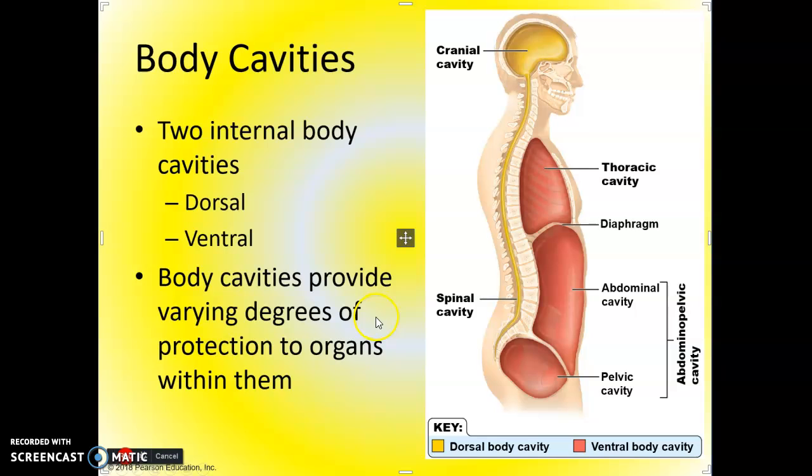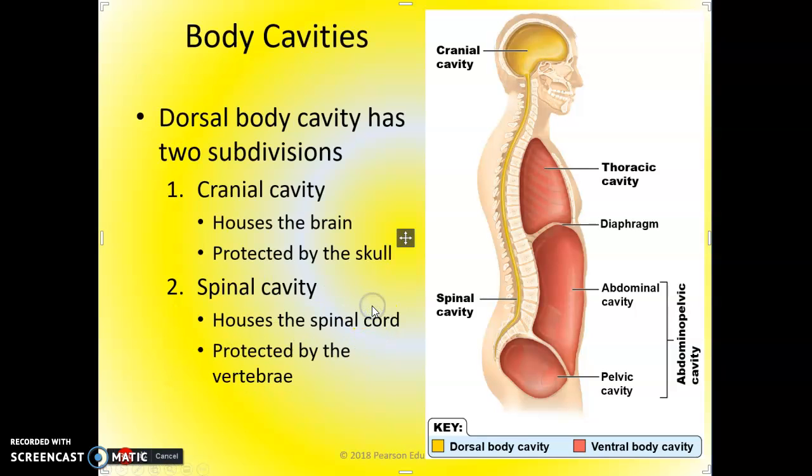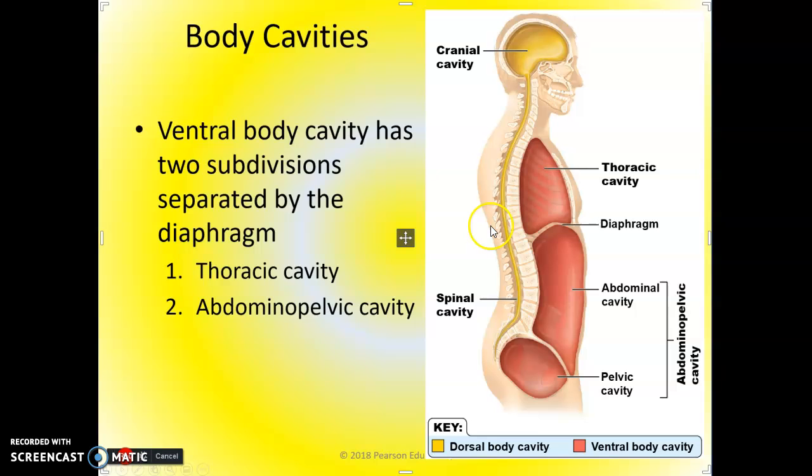Different body cavities provide protection to different degrees. The dorsal body cavity, again, includes the cranial cavity. This is the brain, protected by the skull. The spinal cavity houses the spinal cord and is protected by the vertebrae. Then we've got the ventral body cavity, which again has 2 divisions: the thoracic cavity and the abdominopelvic cavity, separated by that diaphragm.